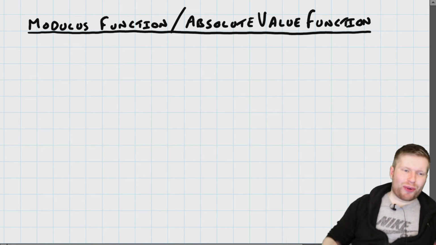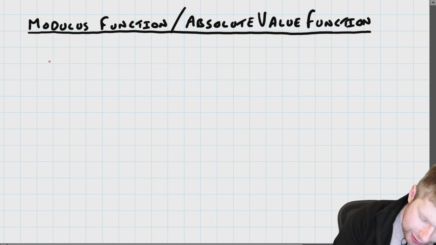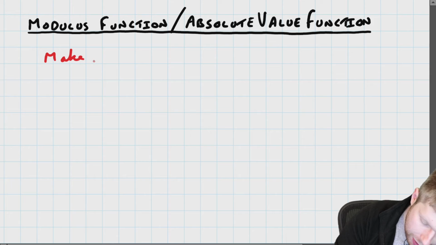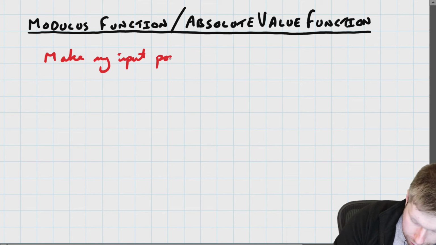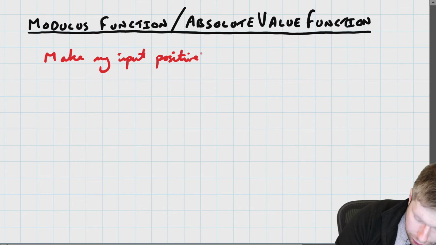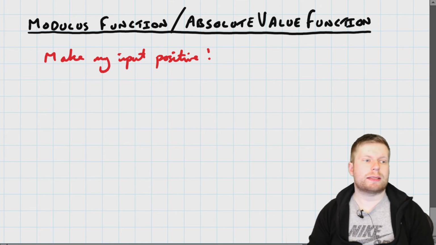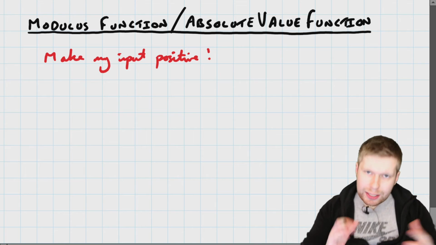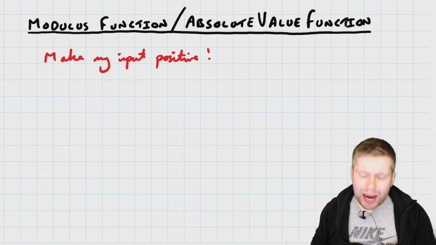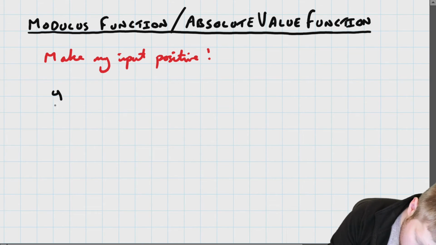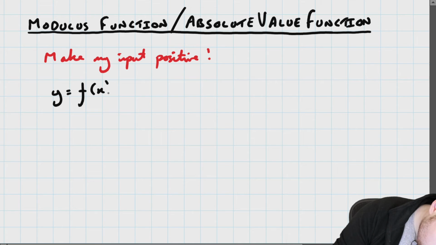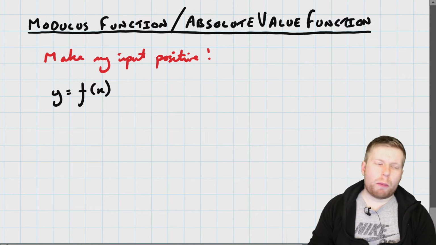So make my input positive. That's simply what the absolute value function means, or the modulus function means. The way to write it, at least: if I take a function, y equals f of x, I'm just going to say that my function is called f, my input is x, and my output is y.